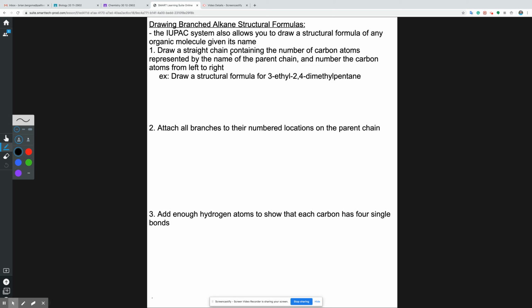Okay, so you draw a straight chain containing a number of carbon atoms, represented by the name of the parent chain, and then number the carbon atoms from left to right. So we start here. We look at our parent chain right here, pent. Pent means 5. So we just draw our 5-carbon chain.